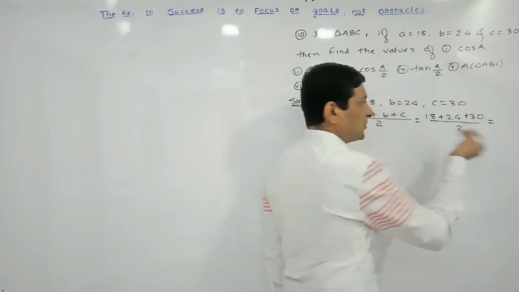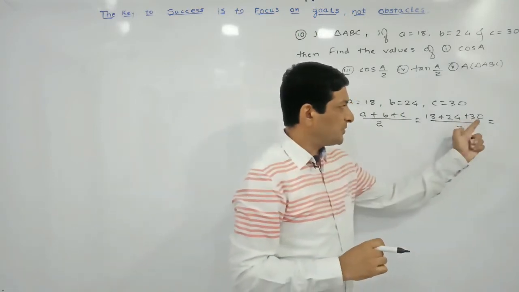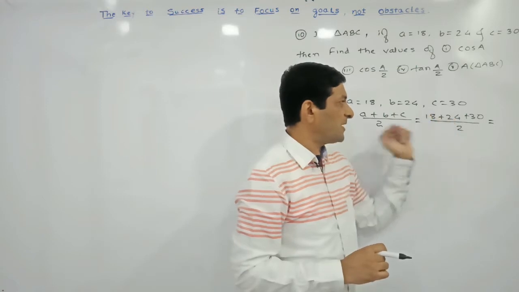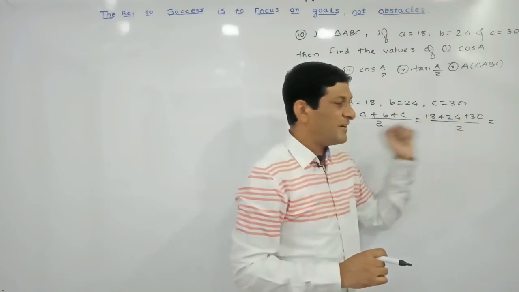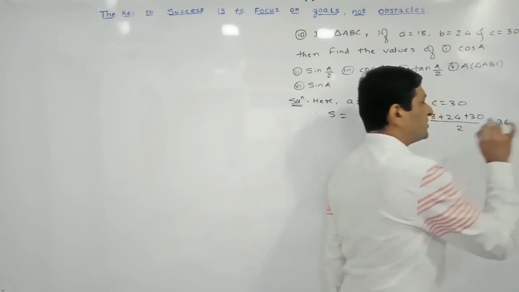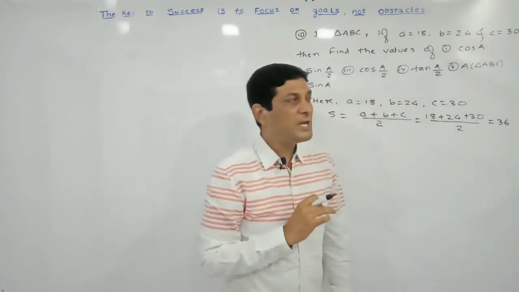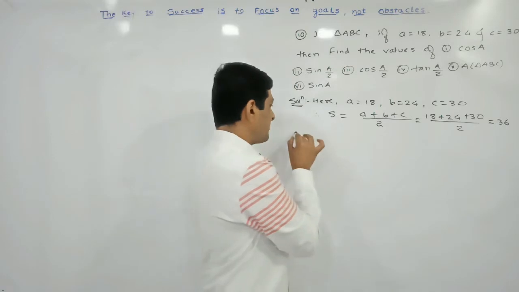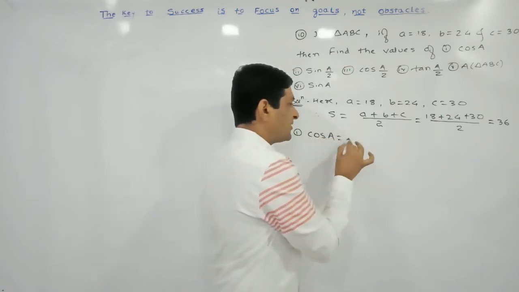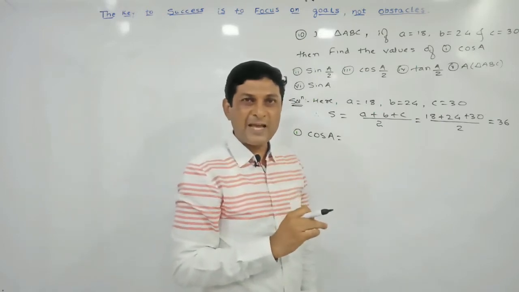Now find out the addition. 30 plus 24 is 54. 54 plus 18 is 72. 72 divided by 2 will be equal to 36. In this way we have got the value of S. Now we are trying to find our first required value. Here we have to find the value of cos A. To find the value of cos A, we are applying the cosine rule.